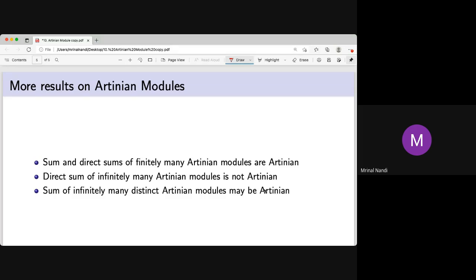But what about the sum, if it is not a direct sum? The sum of infinitely many distinct Artinian modules. If it is not distinct, then it is actually equal. But if they are distinct Artinian modules, take the infinite sum, not the direct sum, then maybe it is Artinian.